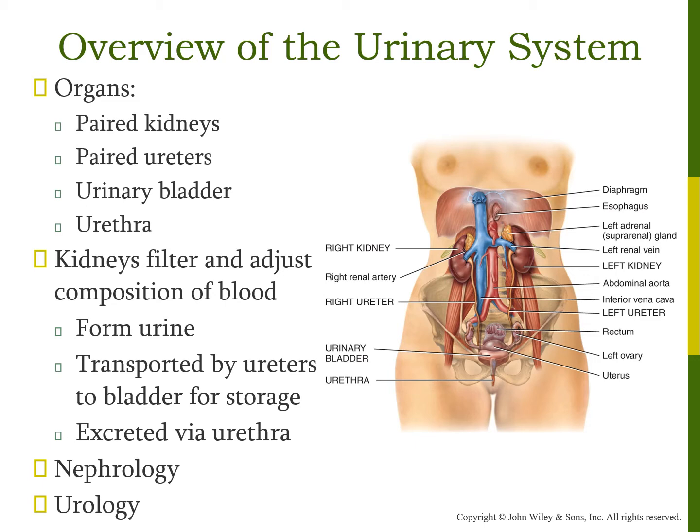The kidneys contribute to homeostasis by filtering and adjusting the composition of blood. In doing so, wastes are collected as urine, which leaves the kidneys via the ureters to be stored in the urinary bladder. When it is time, urine is excreted from the body via the urethra.